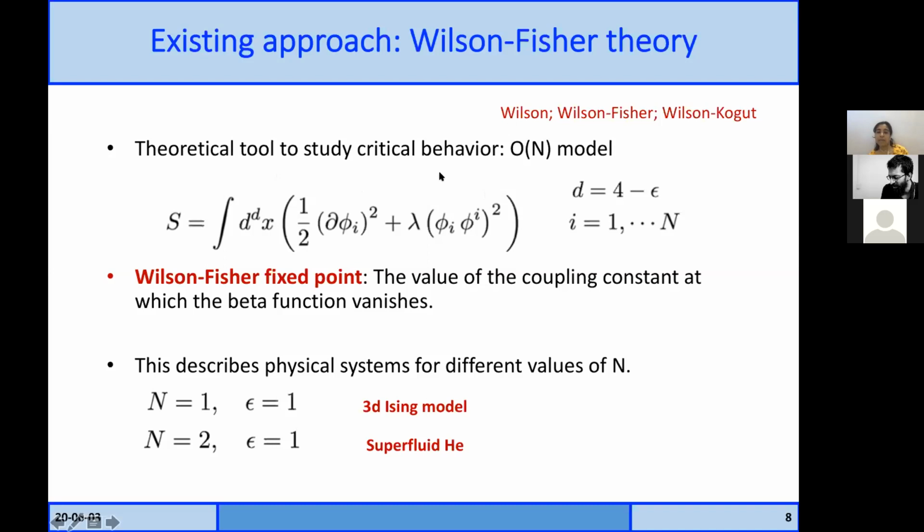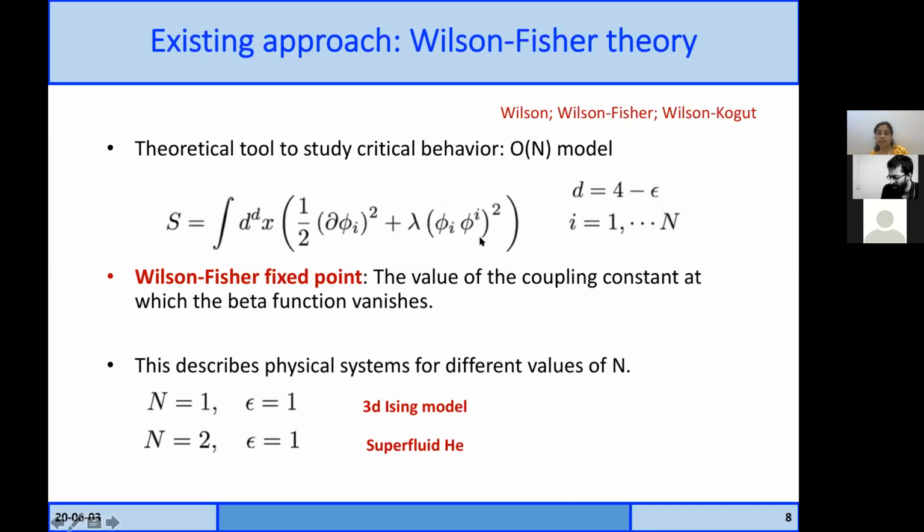Here we have n scalar fields, which we call the O(n) model. There are n scalar fields phi_i, and this is the action. This is the Lagrangian that we have, and this is the coupling. It is like a phi to the 4 coupling. If there is only one scalar field, then this is lambda phi to the 4 theory. And this theory is studied in 4 minus epsilon dimensions.